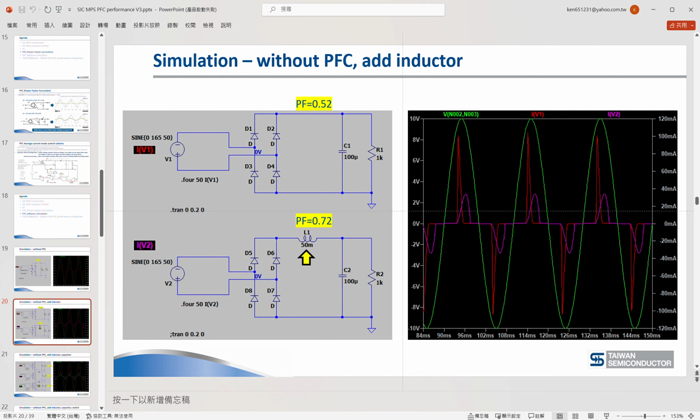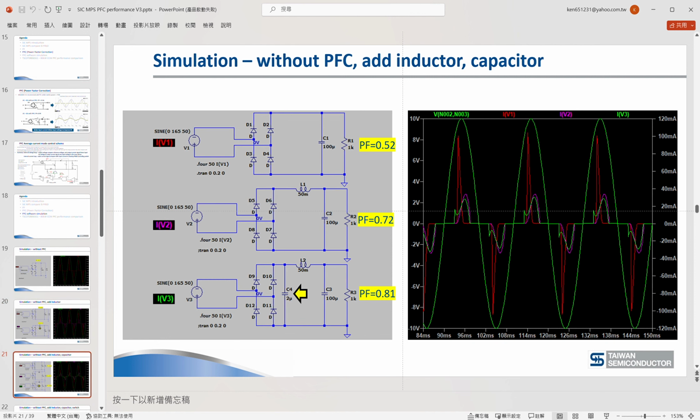How to improve it? Based on this circuit, we add an inductor here. When we apply the input voltage waveform like this green line, we get the input current waveform like this pink line. So the pulse width becomes broader. That means the power factor improves from 0.52 to 0.72. We can still improve further.